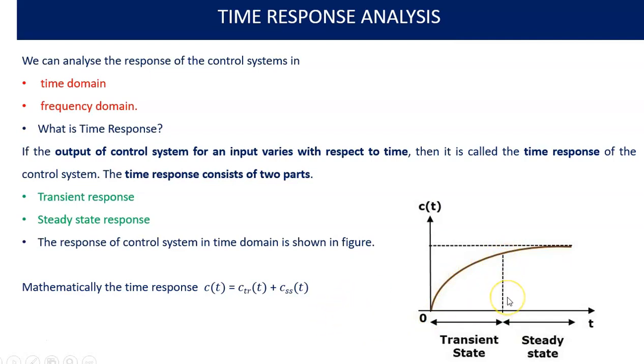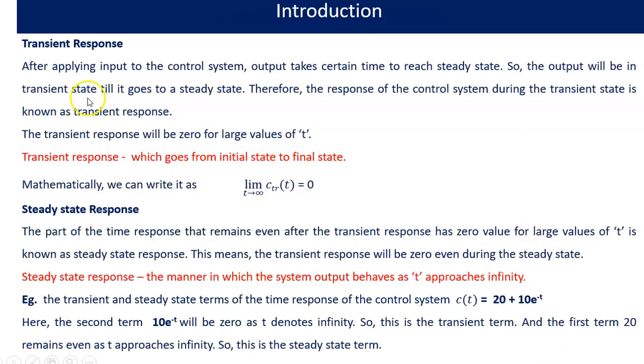Now steady state response. That is the manner in which the system behaves as time t tends to infinity. So time response has got two parts, transient part and steady state part. Mathematically, C of t is equal to the transient part plus the steady state part. So the transient response goes from initial state to final state, and steady state response is the manner in which the system output behaves as time t approaches infinity.